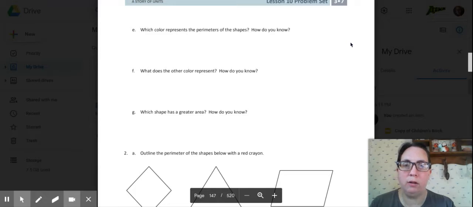F, what does the other color represent and how do you know? This is something that we've already used. It's a fancy math word that I'm looking for. I don't want to give it away, but it's 4 letters. So explain what that color represents and how you know. The color blank represents blank because. Pause the video and answer the question.